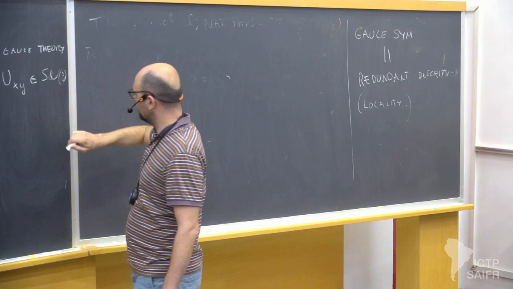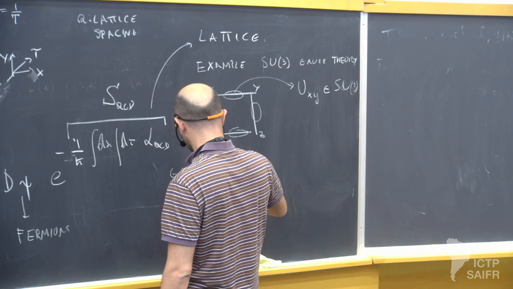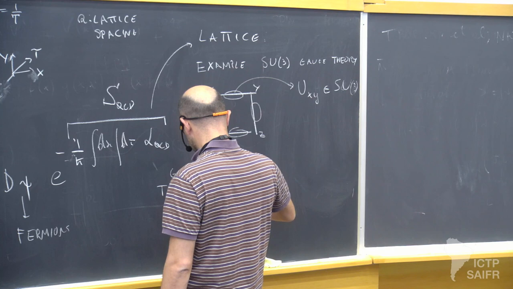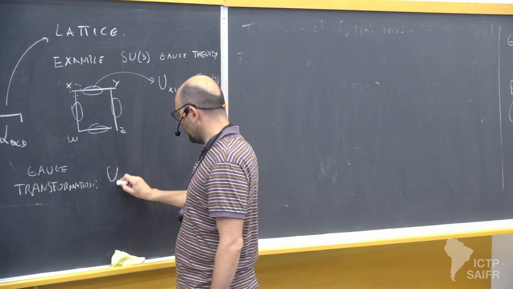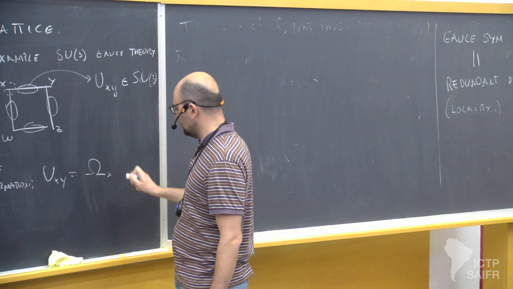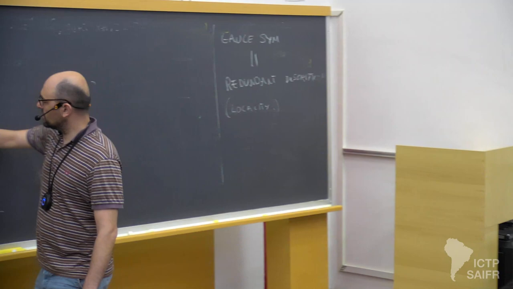And the idea is that a gauge transformation acts on these objects as follows. Essentially, if we apply a gauge transformation at the site x, U_xy gets affected by the transformation itself at the site x, dagger, U_xy, omega_x. That's the action of a gauge transformation. Now, our goal is to write down an action that is gauge invariant.